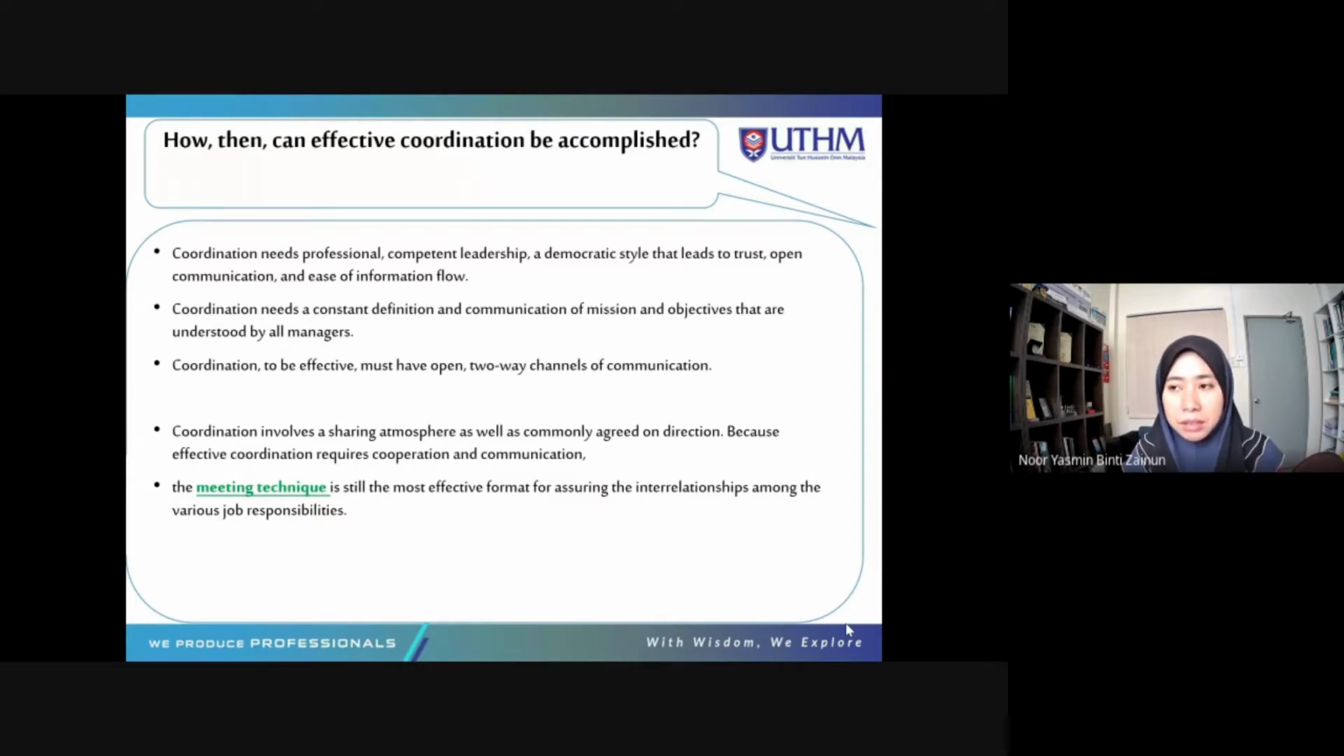Coordination involves a sharing atmosphere as well as a commonly agreed direction, because effective coordination requires cooperation and communication. Okay. For example, generasi X, generasi Y, tu dah you all lah kan, Z generation je, dah terror sangat dah pakai ICT, semua pakai telefon apa semua kan.